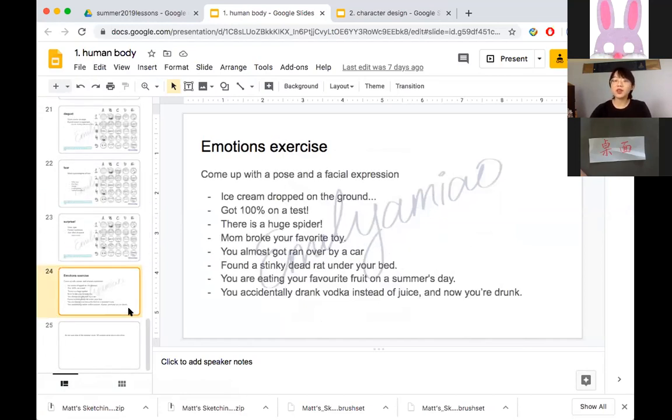And then some of you did really well. You found an interesting pose and added an interesting expression. And overall, I could tell pretty clearly what the situation is and what the supposed expression is.